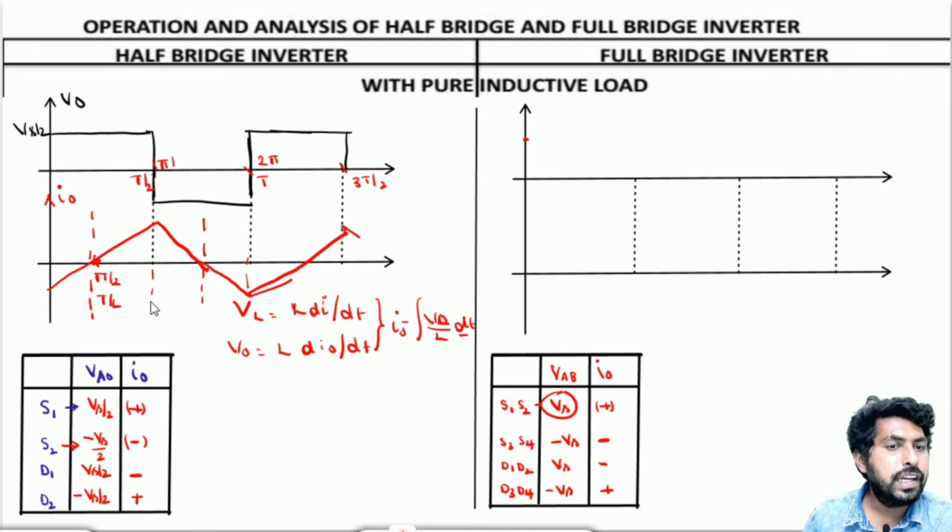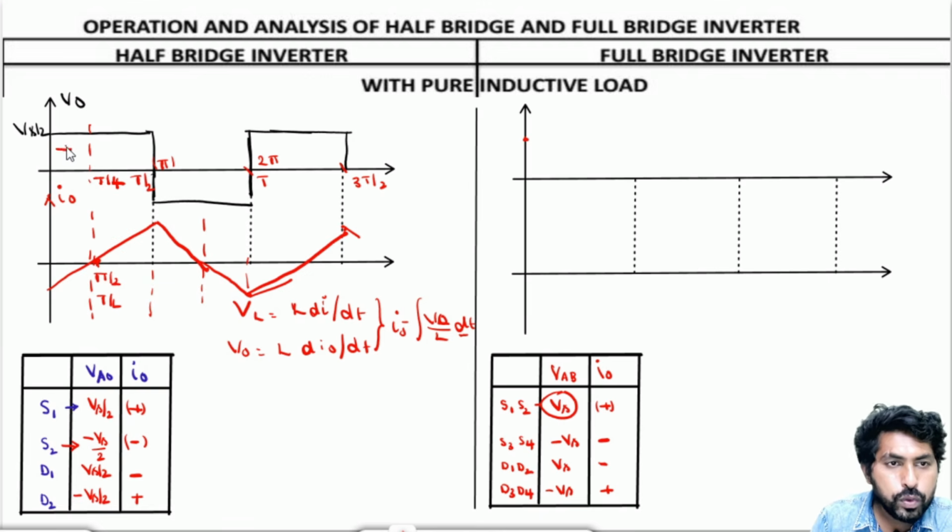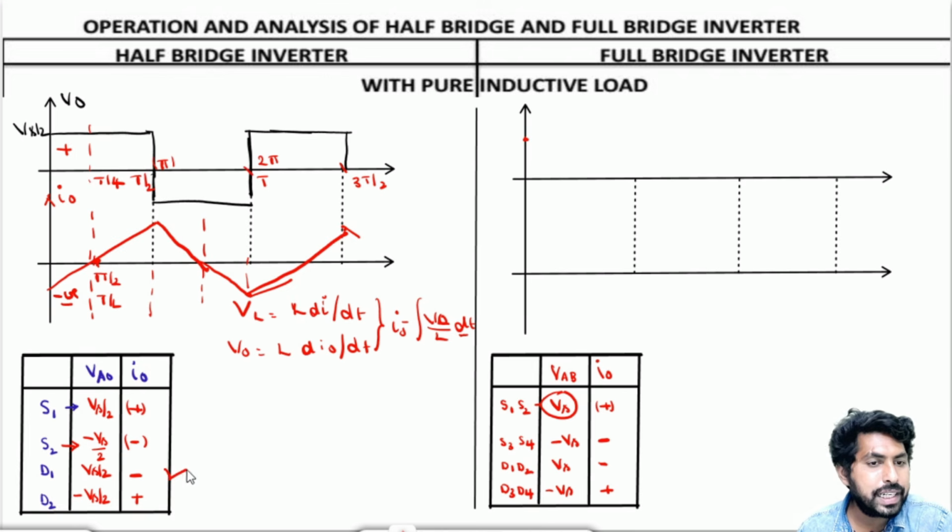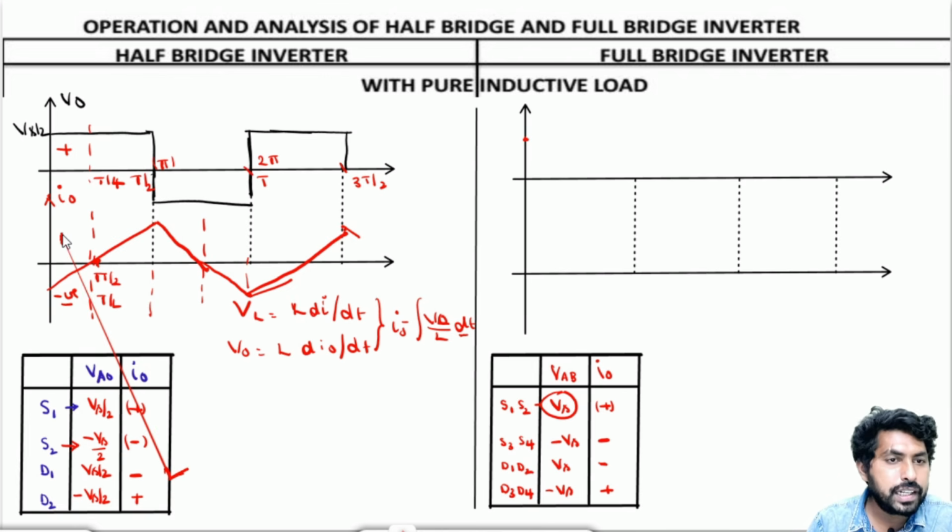If you observe in this portion of the period, that is 0 to T by 4, what happens? From 0 to T by 4, the output voltage is positive and the current is negative. When output voltage is positive and the current is negative, the device that should conduct is D1.